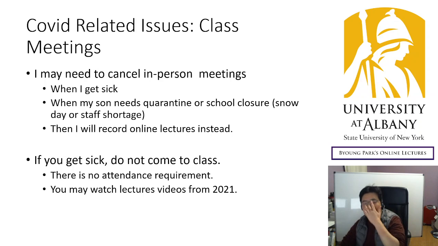And also, later in this semester, I may need to cancel classes for family reasons. For example, my son goes to kindergarten. My son may need to be quarantined, right? I see other students being quarantined, like my son's friend. My son is a kindergartner. He is 5 years old.